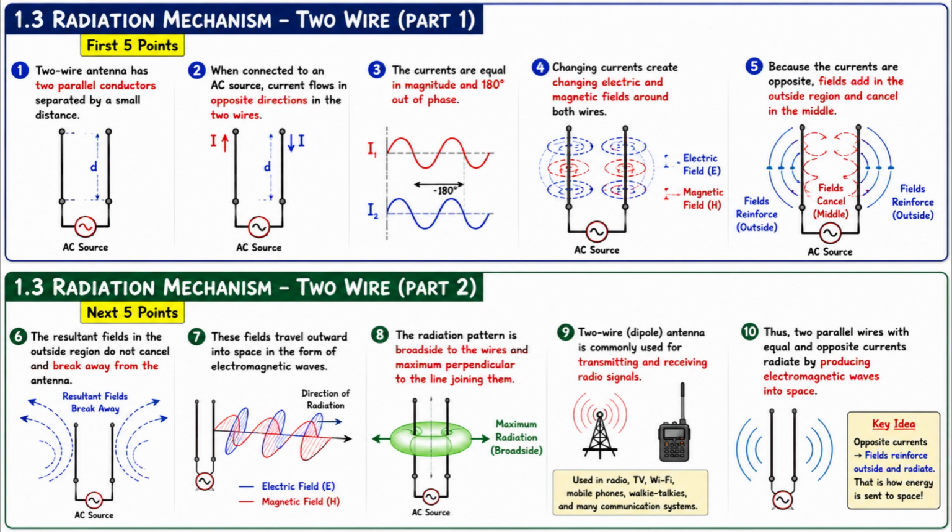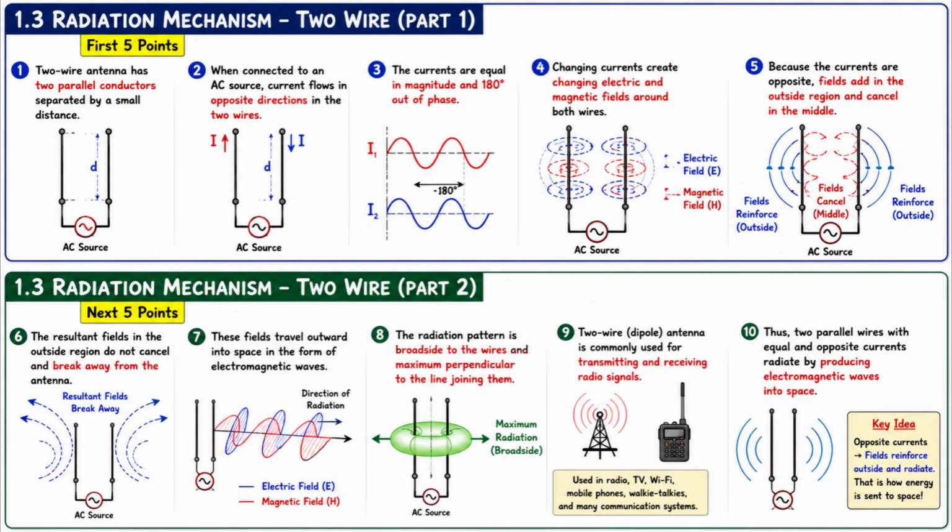the image as well as in the description box. In simple words, we can say like this. In a two-wire system, we have two conductors connected to an AC source. One wire carries current away from the source and another wire brings current back. This is like a road with two lanes. One lane is going forward and the other lane is coming back.